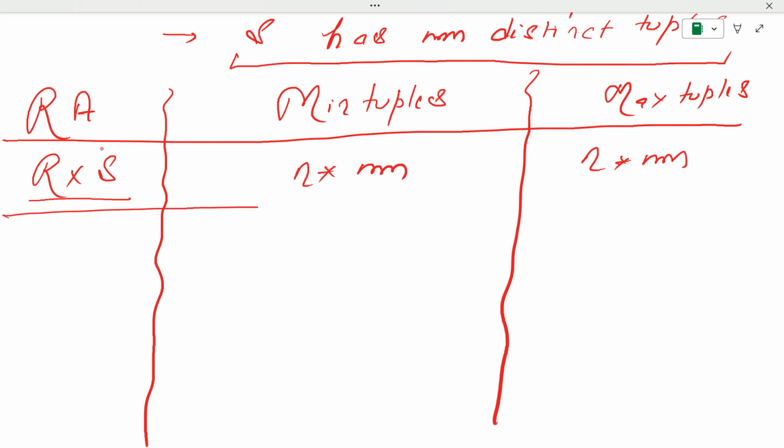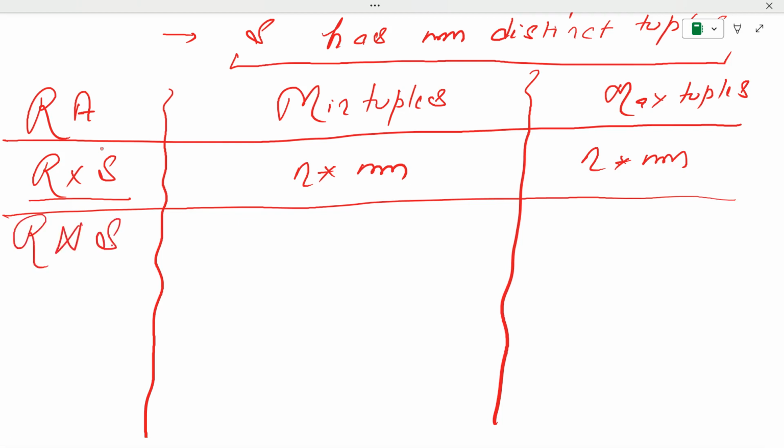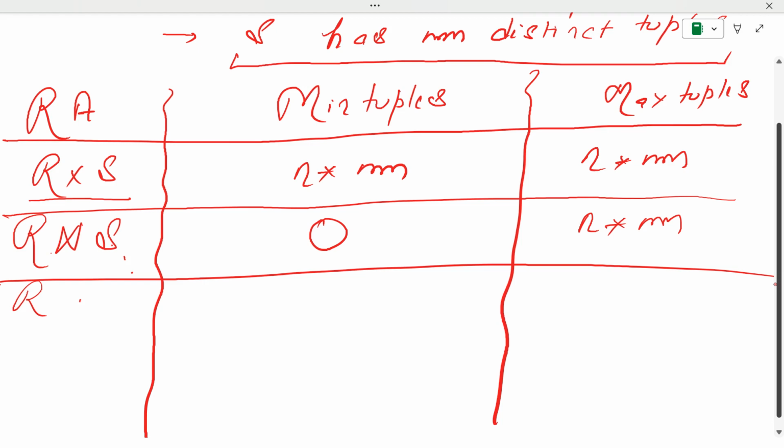Then let's say we are performing another operation, a join operation, as the natural join. If we don't have any common attribute in R and S, then the minimum number of tuples will be 0, but the maximum number of tuples could be n into m. If we are performing a conditional join on R and S, then also the minimum could be 0 and the maximum could be n into m.